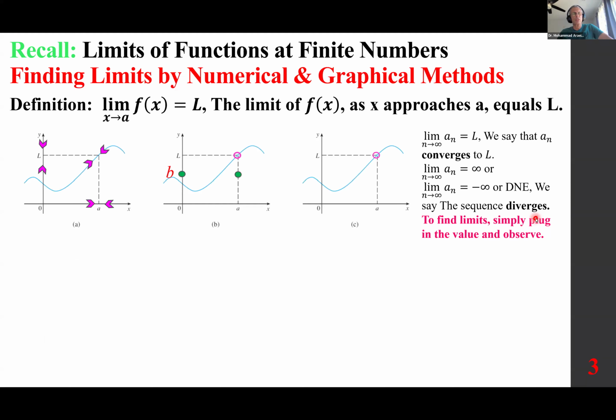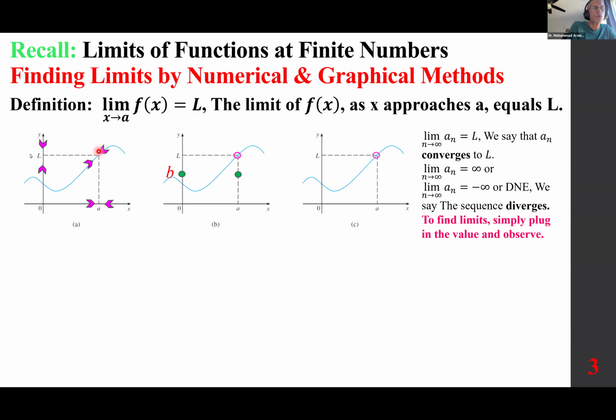Let's look at all these three cases. We are interested in the limit of f of x as x approaches a. As we approach a from the left and right, from the left, from the bottom, and from the right, from the top, and we approach L from the bottom and the top, in all cases the limit of f of x as x approaches a exists and it's equal to L.